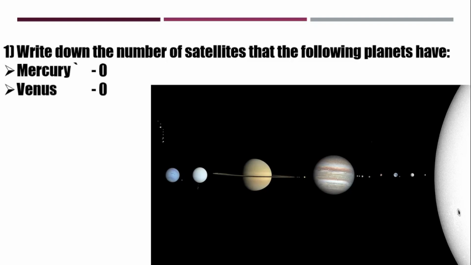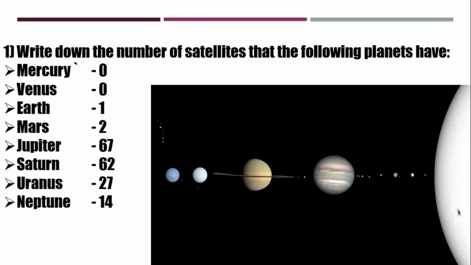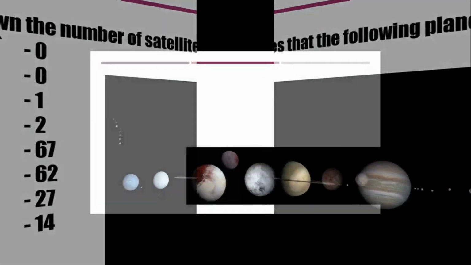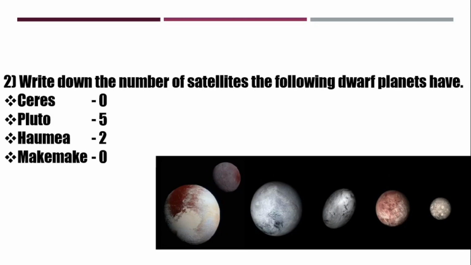Mercury 0, Venus 0, Earth 1 satellite, Mars 2 satellites, Jupiter 67 satellites, Saturn 62 satellites, Uranus 27 satellites, Neptune 14 satellites. Write down the number of satellites the following dwarf planets have. Ceres no satellite, Pluto 5 satellites, Haumea 2 satellites, Makemake 0 satellites, Eris 1 satellite.